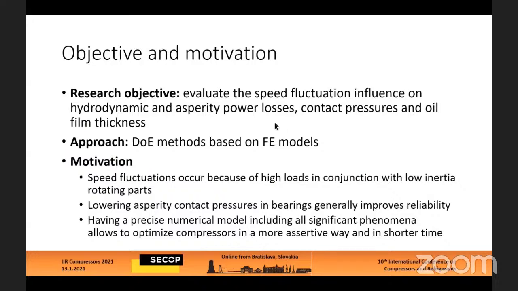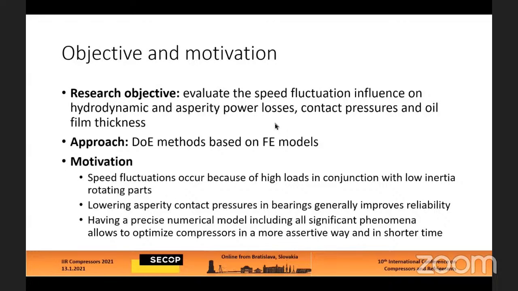The objective of this work is to evaluate the speed fluctuation influence on the hydrodynamic and asperity power losses, contact pressures, and oil film thickness. Those are outputs from dynamic simulation for the crank train of the compressor. And we are using DOE methods based on finite element and dynamic simulations to be able to make those correlations.